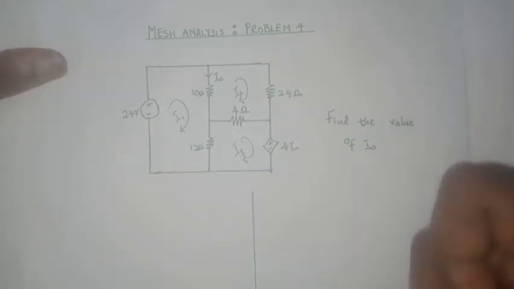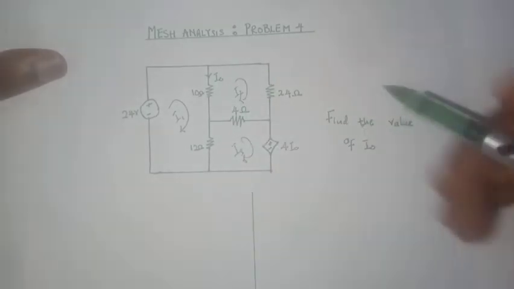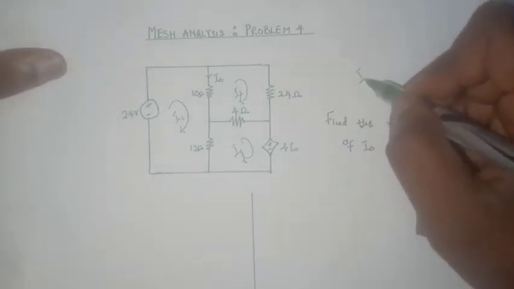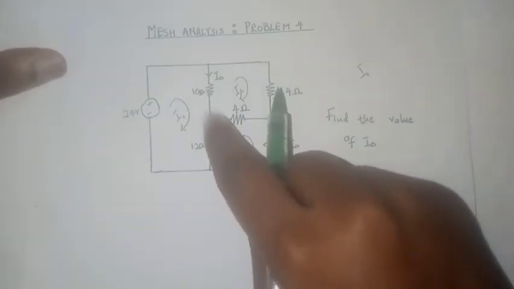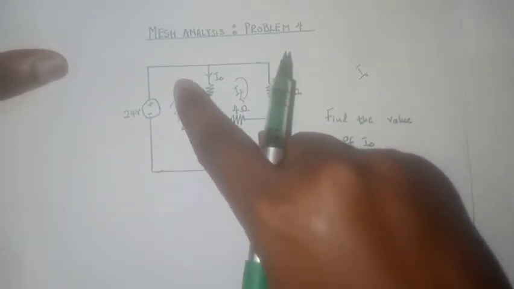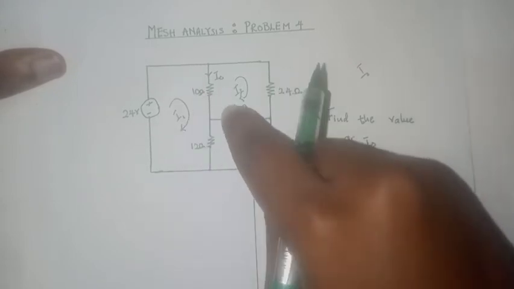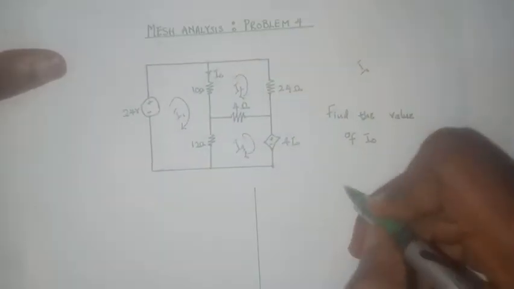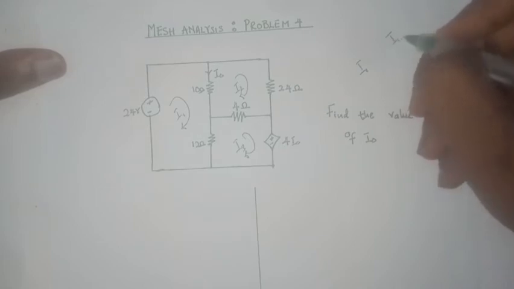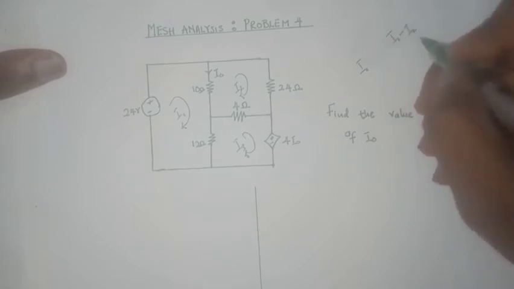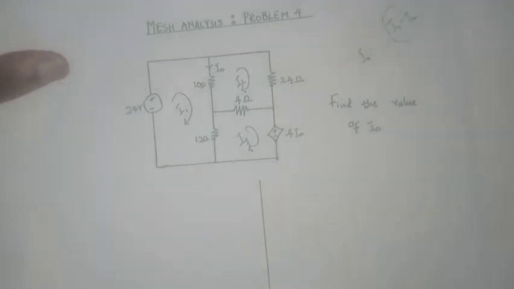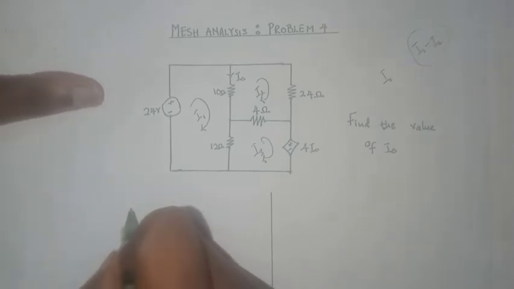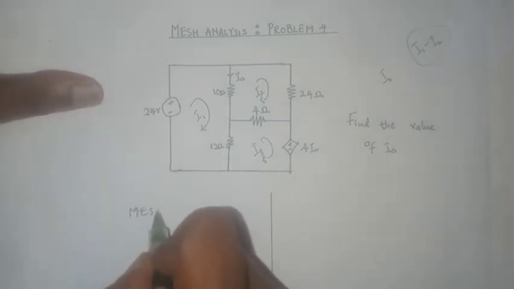Then the next thing we want to do is write the KVL equations in each mesh. Now recall, with the end goal in mind, that we are looking for I naught, and it's the current flowing in this direction. So the value of I naught would be I1 with I2 opposing it, so I naught is I1 minus I2. This is what we are trying to calculate. In order to calculate that, we'll be writing the KVL equations for each mesh.